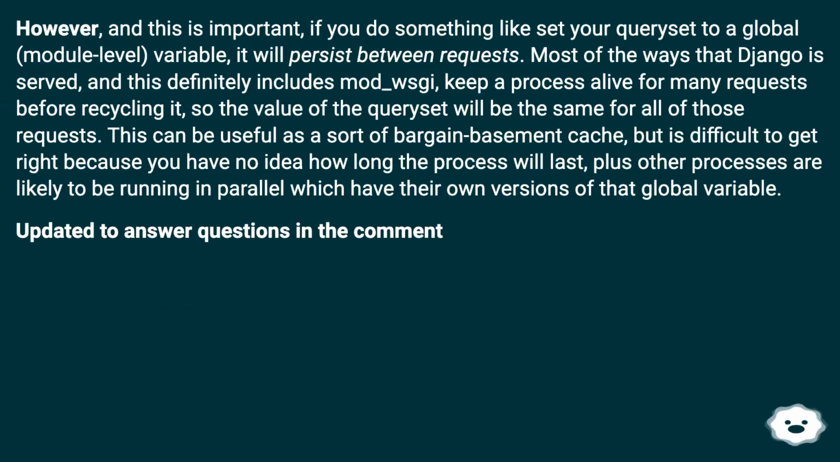However, and this is important, if you do something like set your queryset to a global, module level, variable, it will persist between requests. Most of the ways that Django is served, and this definitely includes mod_wsgi, keep a process alive for many requests before recycling it, so the value of the queryset will be the same for all of those requests. This can be useful as a sort of bargain basement cache, but is difficult to get right because you have no idea how long the process will last, plus other processes are likely to be running in parallel which have their own versions of that global variable. Updated to answer questions in the comment.